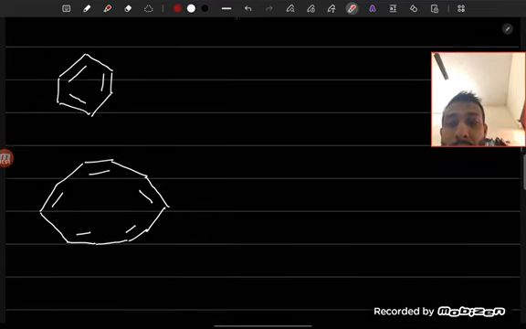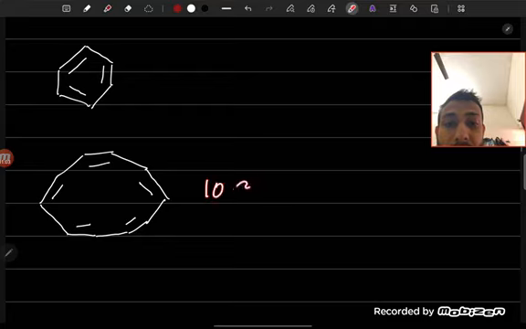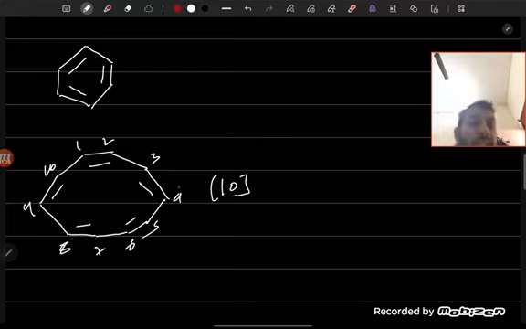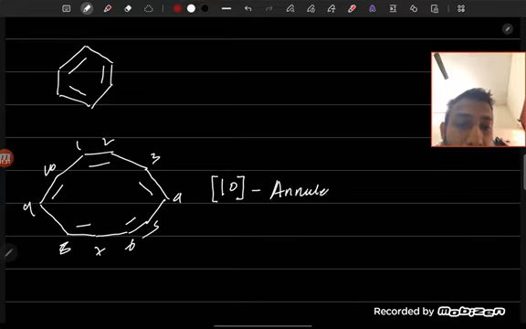Let me move to the next compound, that is 10 annulene. 1 2 3 4 5 6 7 8 9 10. So this particular compound has 10 carbons, so we will represent them in such brackets, and then write annulene. This is the name of this compound.